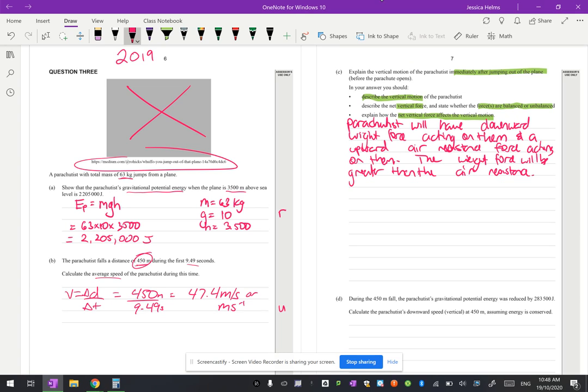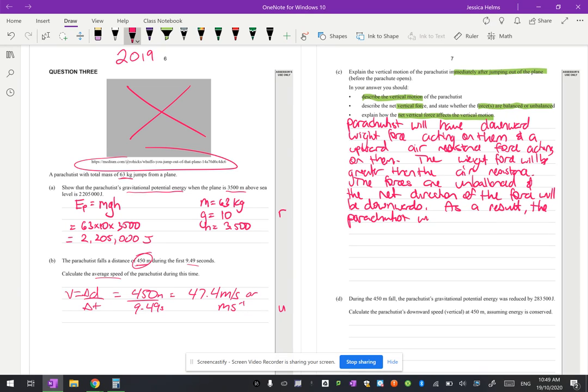So the forces are unbalanced and the net direction of the force will be downwards. As a result, the parachutist will be accelerating down. That's pretty much it there.